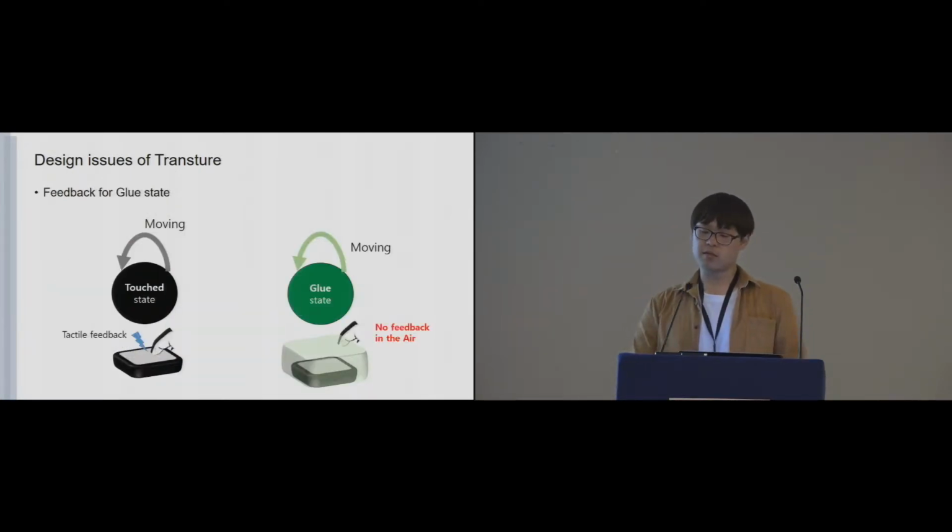The second issue is in the glue state. In the case of the touch gesture, a user can recognize that they are doing a gesture on the touch screen because there is tactile feedback between the finger and the touch screen. However, if a user does a gesture in the air, there is no feedback for recognizing whether it is the glue state or the out of range state. Hence, here we need to find proper feedback to let a user know the current state.